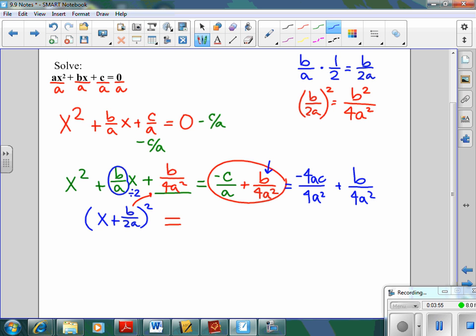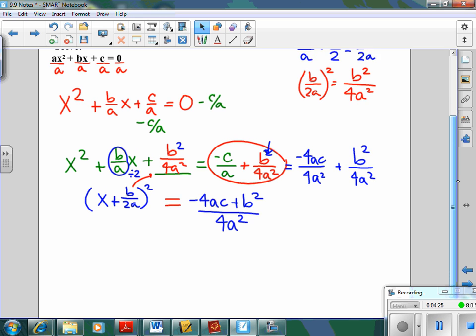So add all that up. Oh, sorry, hold on. This should be b squared here, which means it should be b squared here, which means it should be b squared there. Sorry about that. So now we can add up what's on the top and leave the bottom alone. So we have negative 4ac plus b squared, all divided by 4a squared.